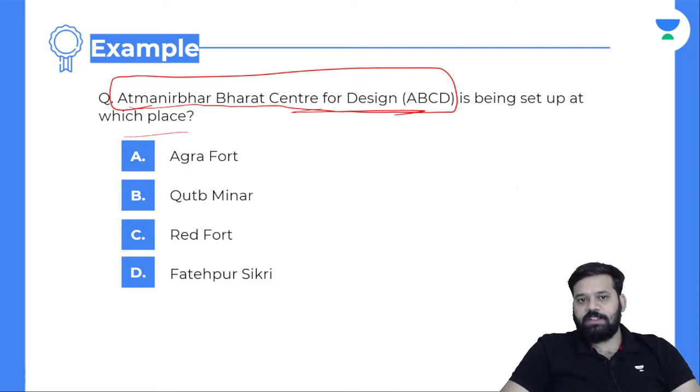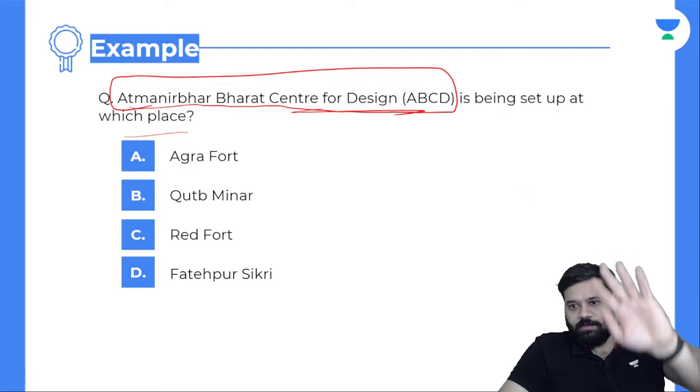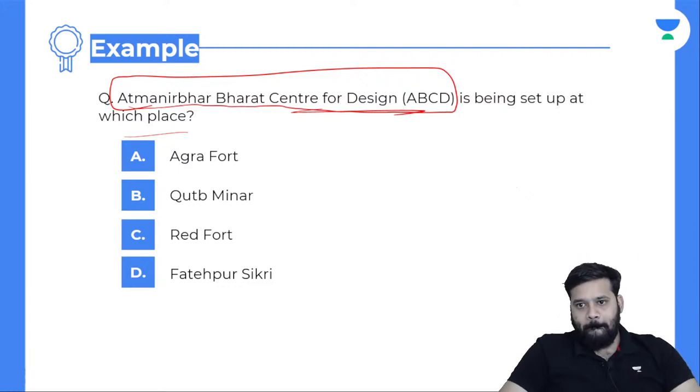Now, tell me the answer for this question. Atmanirbhar Bharat Center for Design. I don't know why I'm saying disease. Atmanirbhar Bharat Center for Design is being set up at which place? Agra Fort, Qutub Minar, Red Fort or Fatehpur Sikri? So I'm waiting for the answer. Am I live? Please tell me the answer.